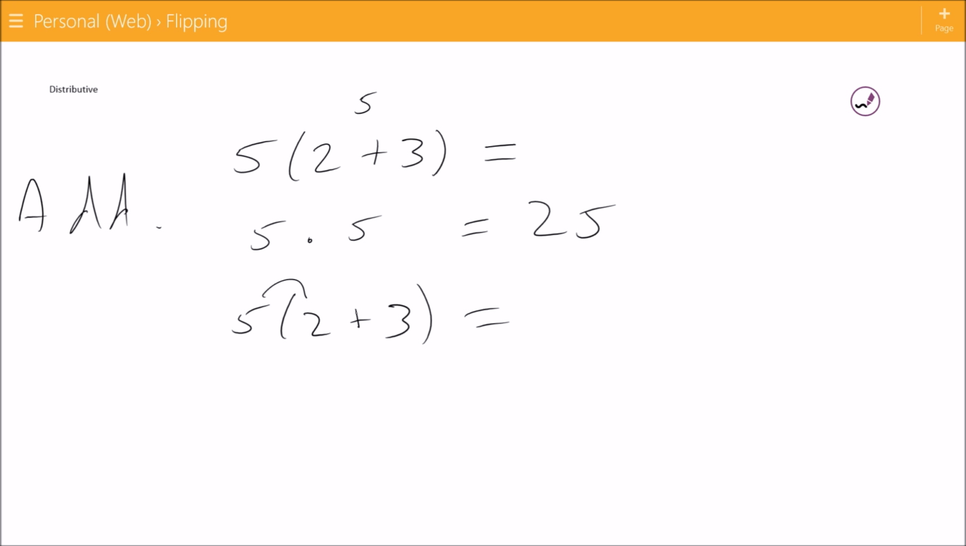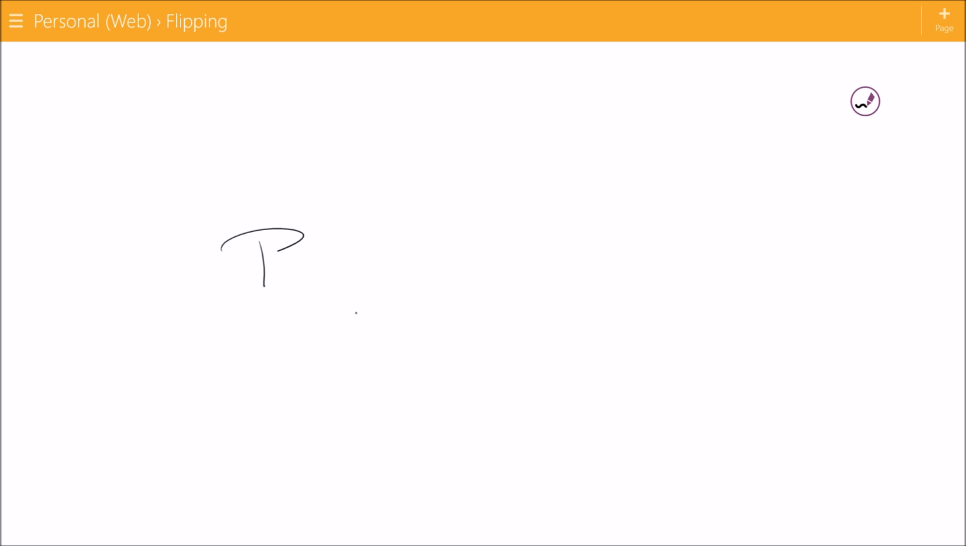If I have 5 times 2, well, that will give me 10. And then I have to multiply the 5 times the 3. Plus 5 times 3 is 15. Hey, what do you know? 10 plus 15 gives us 25. It works. So those are your properties of algebra.